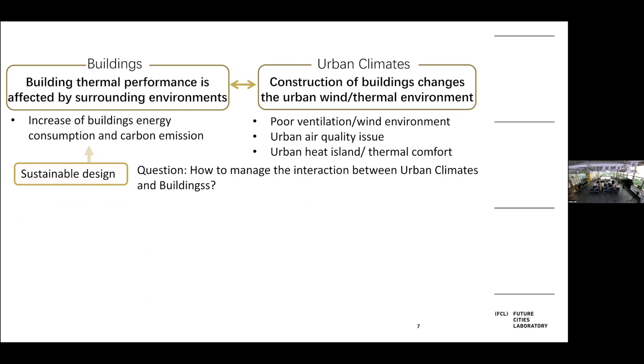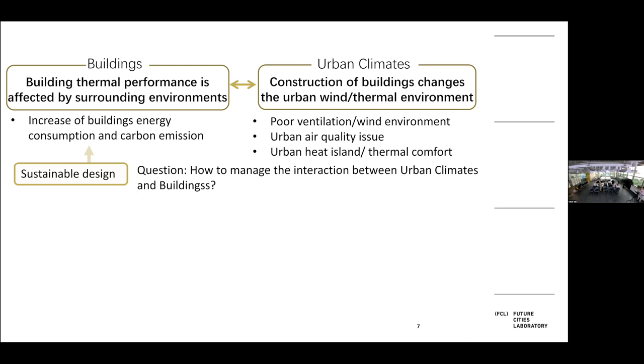Those two aspects actually interact with each other. For example, the urban heat island effect increases the urban air temperature, and the higher air temperature leads to a requirement of building cooling. So we have to use air conditioners to cool the building indoor space. And the air conditioner will release heat, like hot air, towards the urban area, which leads to a more serious urban heat island effect. So those are coupled with each other.